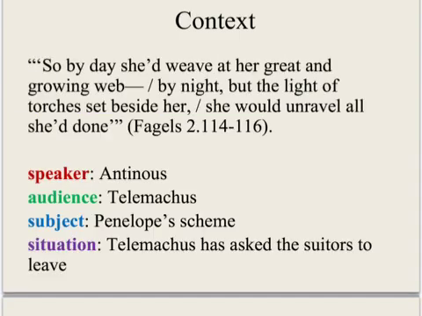This is the first step. We have a passage, and it's quoting someone who is speaking. So again, we have the double singles. That lets us know. We have the proper citation down here. Okay. So the first step before I write about it is to identify the 4 elements. The speaker is Antinous. The audience is Telemachus. The subject is Penelope's scheme that Antinous is going to be speaking about. And the situation is Telemachus has just asked the suitors to leave, and Antinous is going to be arguing why they're not going to.